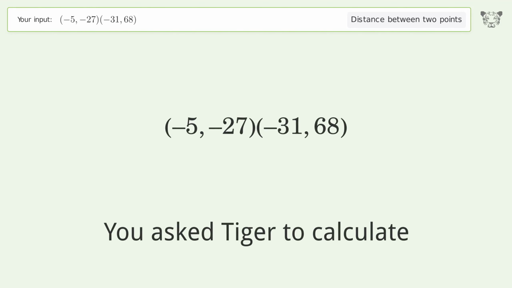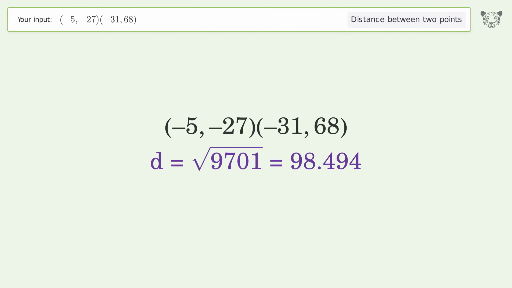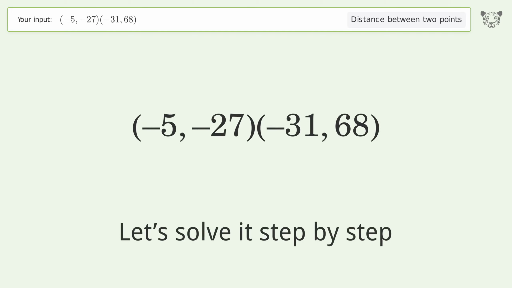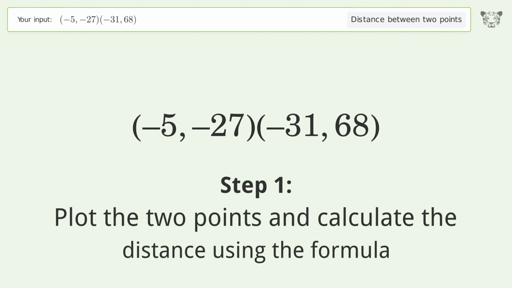You ask Tiger to calculate. This deals with the distance between 2 points. The distance between the 2 points is the square root of 9701, or 98.494. Let's solve it step by step. Plot the 2 points and calculate the distance using the formula.